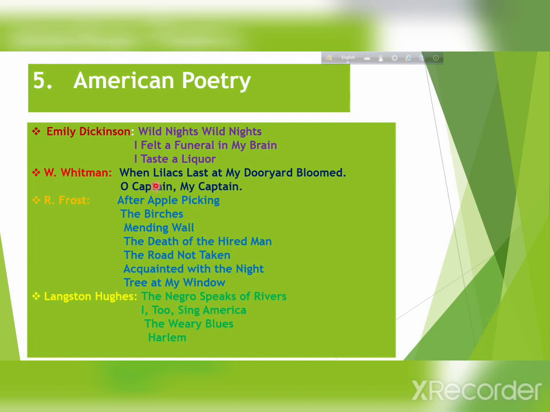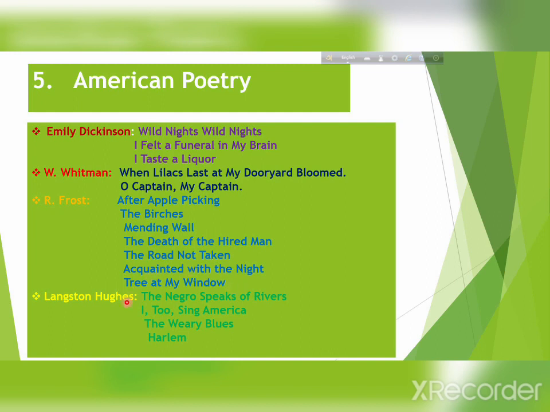His poems When Lilacs Last in the Dooryard Bloomed and O Captain, My Captain, these 2 poems are in your syllabus. Third one is Robert Frost, a well-known poet. His poems After Apple Picking, Birches, Mending Wall, The Death of the Hired Man, The Road Not Taken, Acquainted with the Night, Tree at My Window. These poems are in your syllabus.